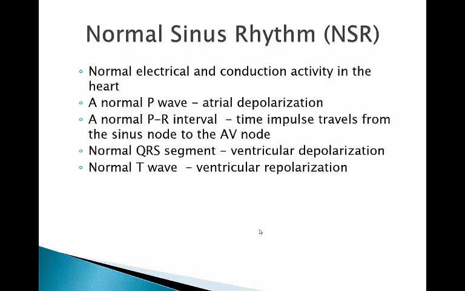So I want you to keep that in mind when we talk about all these different types of dysrhythmias. We're going to start off with our gold standard, normal sinus rhythm. This is the only normal rhythm we're going to talk about in the next couple of podcasts. Normal sinus rhythm is normal electrical conduction. You have a normal P wave, which remember is atrial depolarization. You have a normal PR interval, which is the time to travel from the SA to the AV node. You have a normal QRS, narrow and pointy at both ends, which is ventricular depolarization, and then a normal T wave, which is ventricular repolarization. Everything's normal, normal, normal.